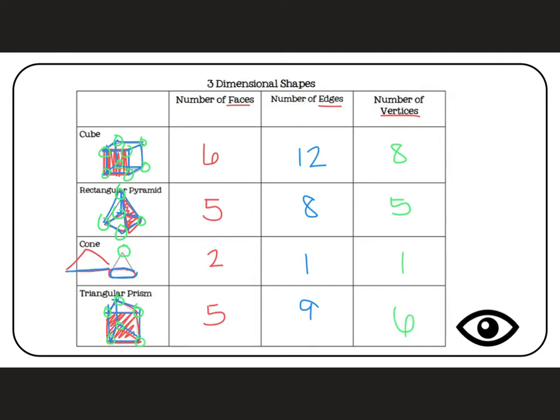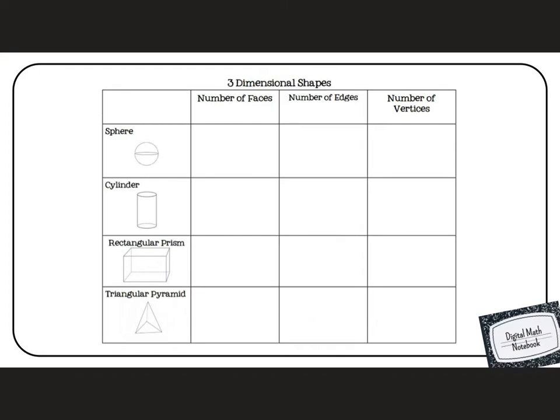Let's do some more together. All right, guys, we're back in your digital math notebook with some more three-dimensional shapes. Make sure that you're typing in as we go through these shapes together. Our next shape here is a sphere. A sphere is a circle made three-dimensional, like a ball.